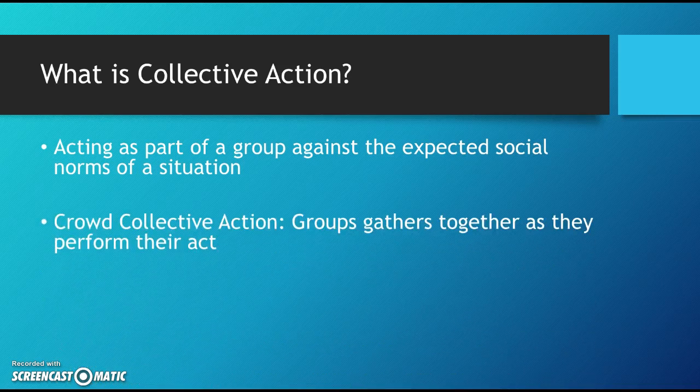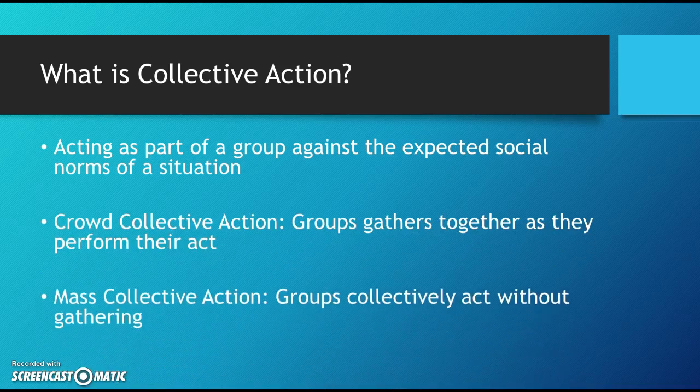On top of that, collective actions can be split into two different categories. Crowd collective action is when people gather together face to face to perform an action. The flash mob is an example of this. Protesting on the streets is an example of this. On the other hand, you have mass collective action. So mass collective action is different in that people don't have to meet face to face.